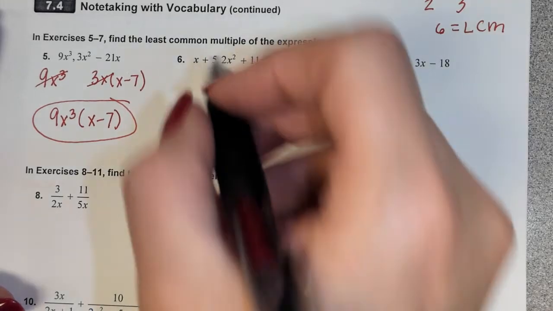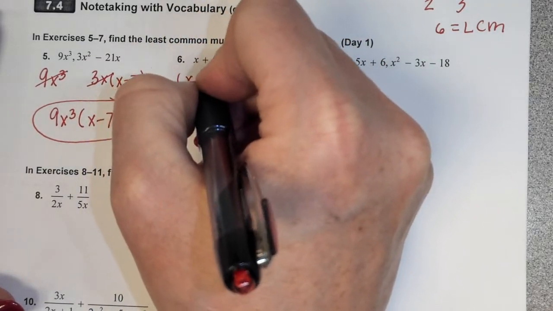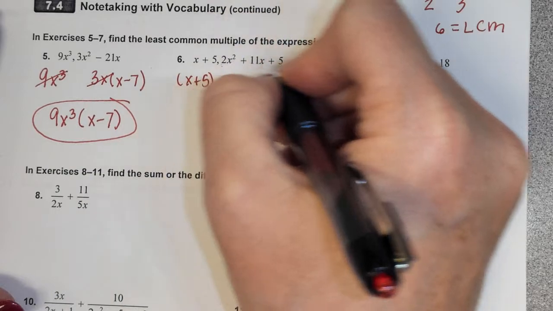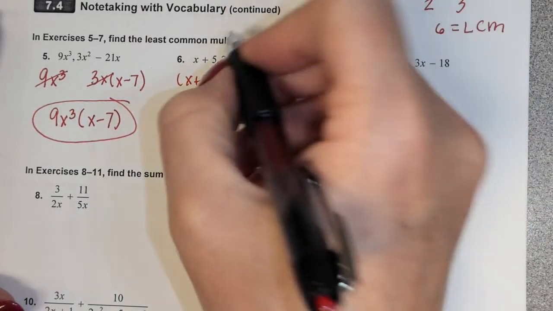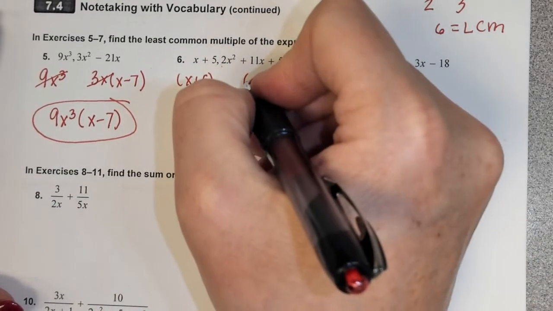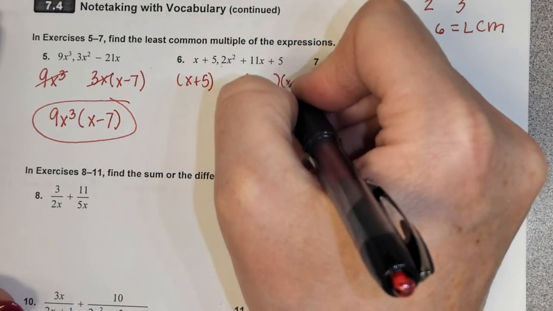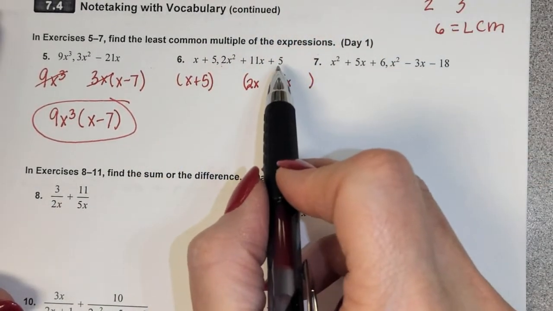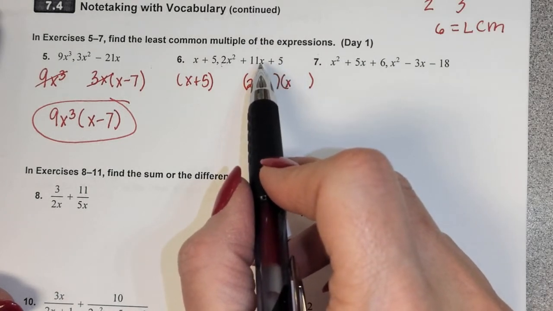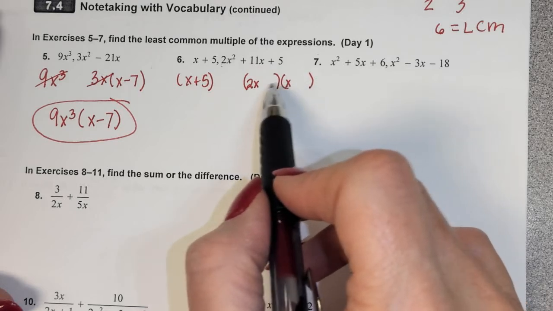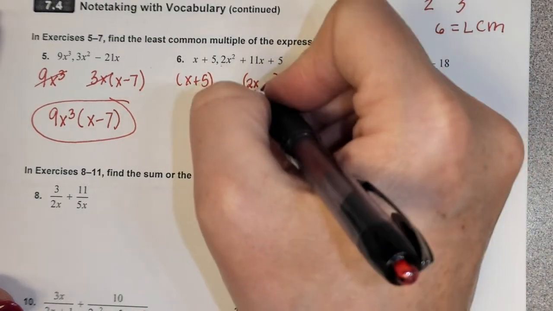For this one, here's our first factor. We're just going to think of it, it's x plus 5. This is my other factor. I need to factor it completely. So I put 2x and x. And then what numbers would multiply to be 5? 5 and 1, and I need to get an 11. So how am I going to do it? Good.